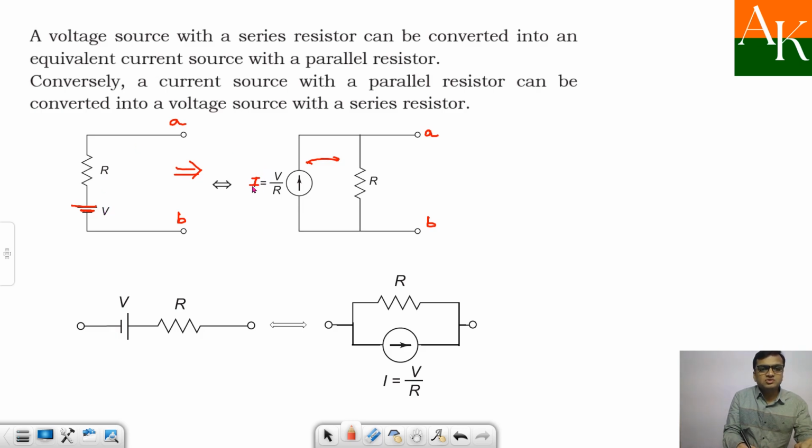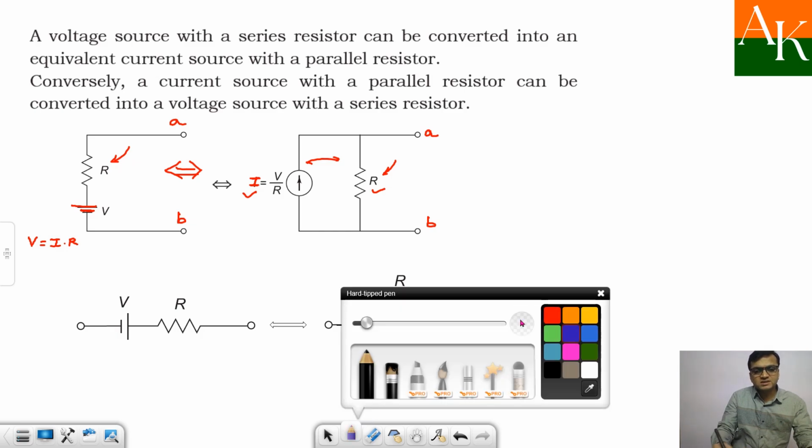Similarly, you can convert a current source with a parallel resistance into a voltage source with a series resistance. In that case, you will know I and R, and you have to calculate V by the formula of Ohm's law, and that is given as I into R. So while transforming, the value of the resistor will always remain the same. Only the value of voltage can be calculated as I into R, or the value of current can be calculated as V by R. One more thing you should remember, that the orientation of the resistance mentioned in the original circuit should remain the same in the transformed network.